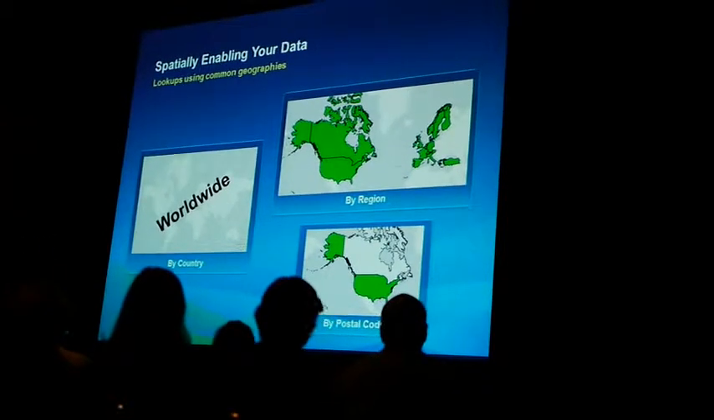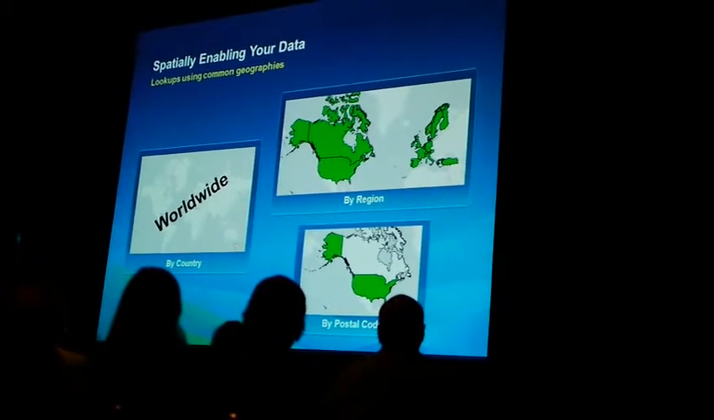And not only can you use addresses in your spreadsheet, you can also do lookups using common geographies. For example, you have countries data, like sales by country. If you're a global organization, you can map that data. You have information that's by region, say state names or first level administrative boundaries, provinces. We will be supporting first level administrative boundaries really soon. And we have postal codes, zip code based lookups in the United States.